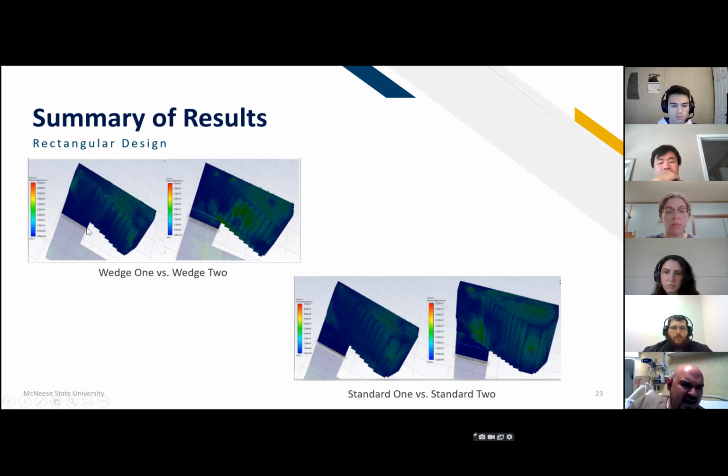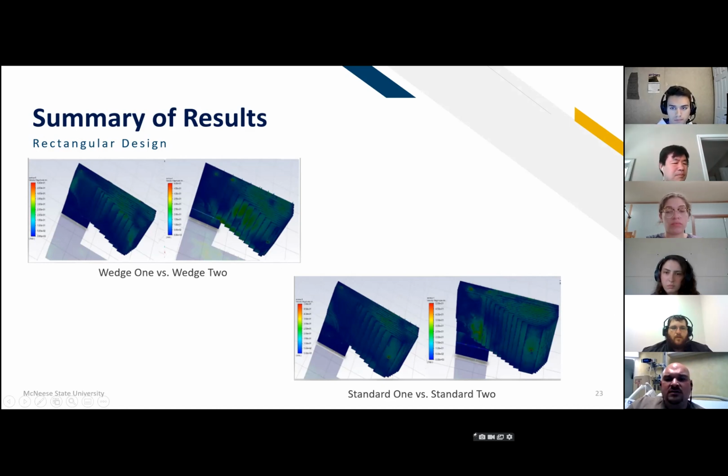But it also shows that half of the pool on the wedge 1 and the standard 1 appears to have very low circulation. So the same change was made, adding another injection point to the shallow end and the deep end. And as you can see, in the wedge 2 design and the standard 2 design, the shallow end picked up some velocity, and the entire pool seems to have more green in it as it picked up more velocity.